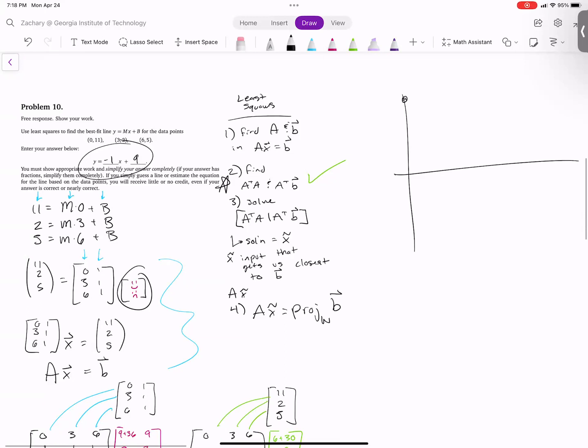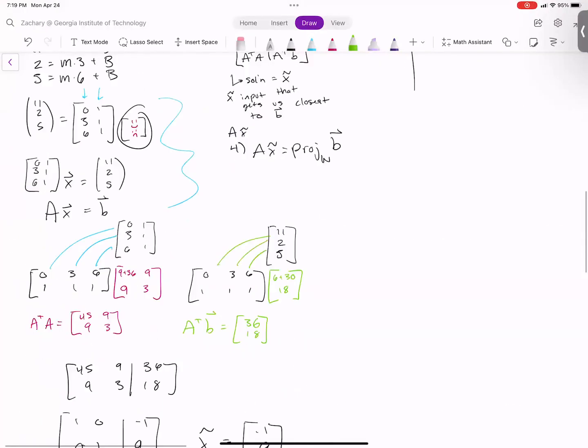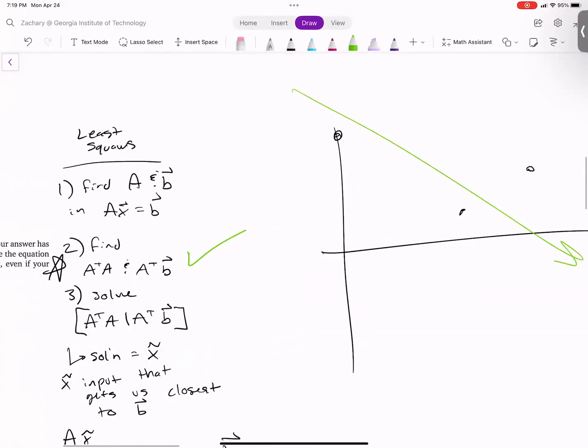Like here we have 0, 11, 3, 2, and 6, 5, right? So what we're looking for is some line that minimizes each of these distances. So it's minimizing the orthogonal distance is what least squares is doing, right? You're trying to get these red lines for each of them to be as small as possible, which isn't always possible. And in this case, you can see that there's no one line that can fit through all these points, one straight line. Okay, so that's how orthogonal stuff relates to least squares, all right?